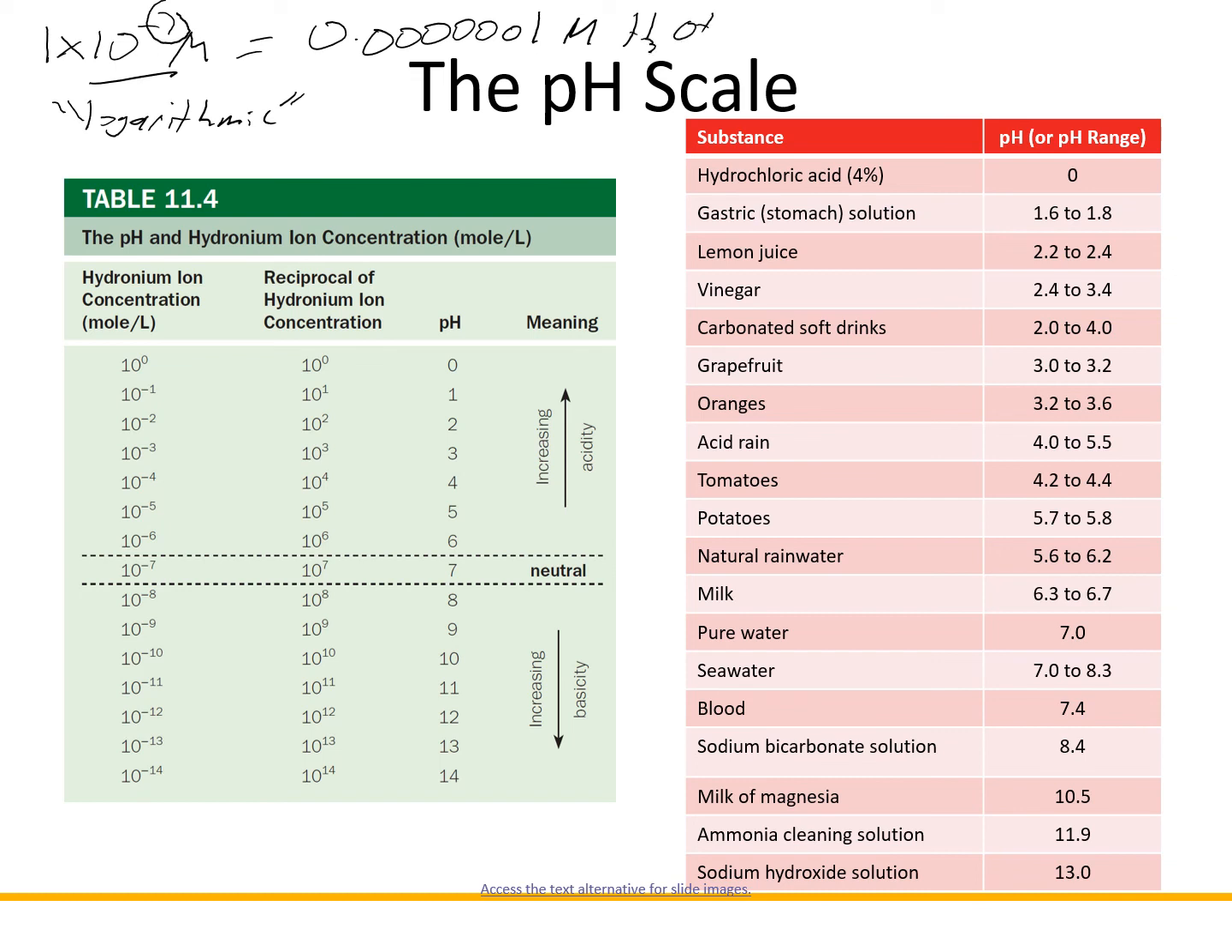Something that would be 1,000,000 times more concentrated in hydronium, or 1,000,000 times more acidic, would be something with a pH of 1, okay? That's because it's 6 orders of magnitude greater. So it would have a concentration of 1 times 10 to the power of negative 1 molar, which is the same thing as 0.1 molar hydronium. Okay? So this is more acidic.